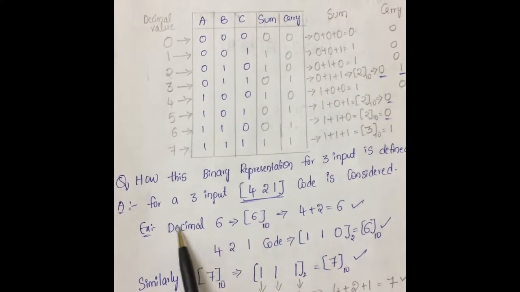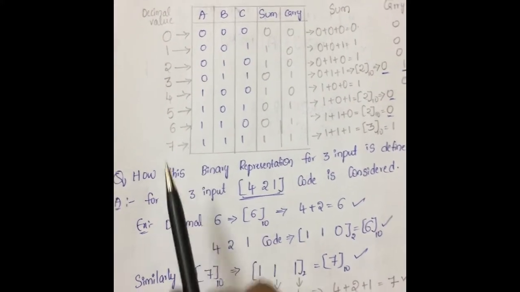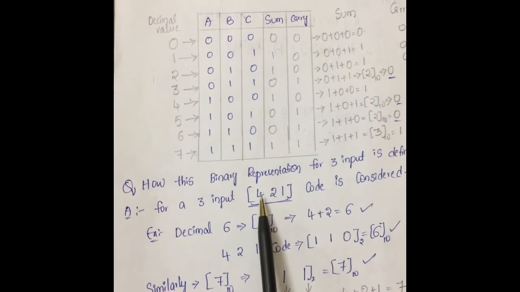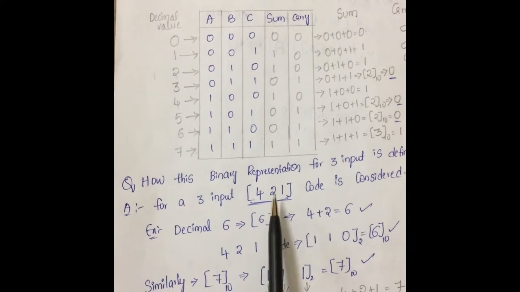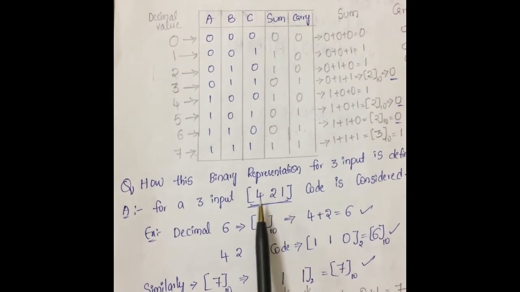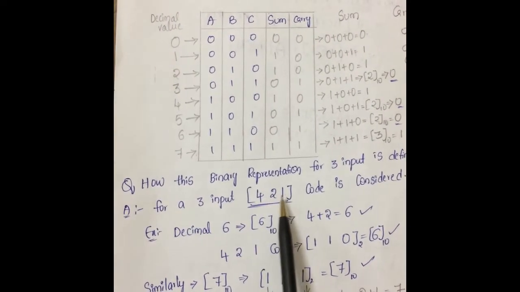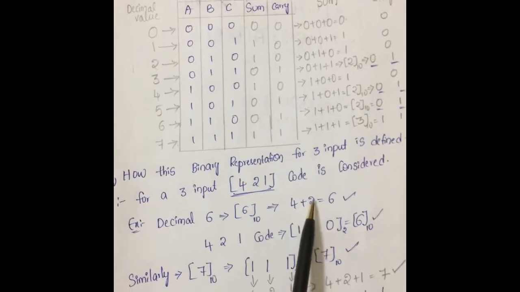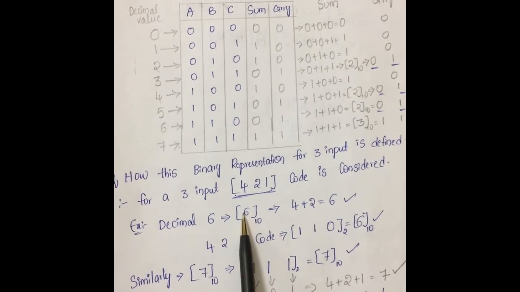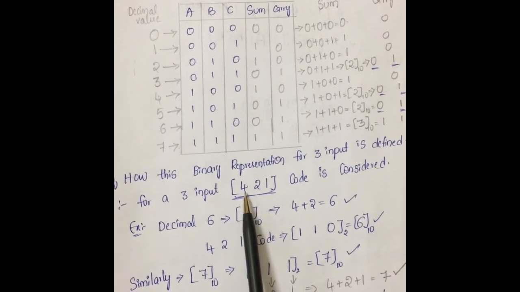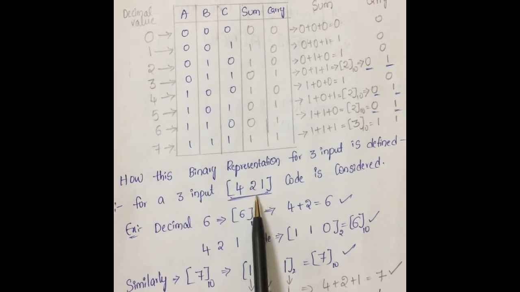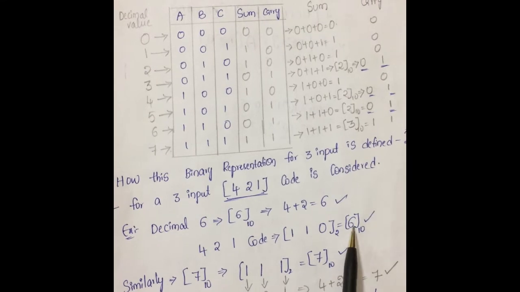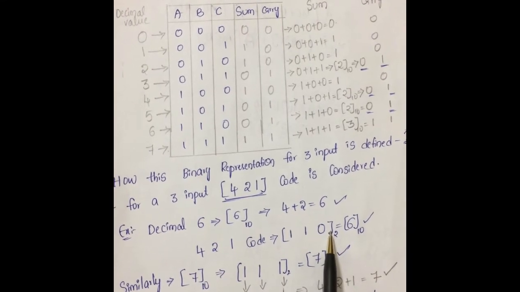For example, let us take the decimal value 6. So 6 means 4, 2, 1. If we add 4 plus 2, its value is 6. If we add 2 plus 1, no, it's not 6. If we add 4 plus 2 plus 1, no. So at what combination is the value equal to 6? 4 plus 2 is 6. That is equal to the decimal value of 6. Means at the 4 position I have to take logic 1, at the 2 position logic 1, and at the 1 position logic 0. So that's why for 6, 1, 1, 0 is taken as the binary value.